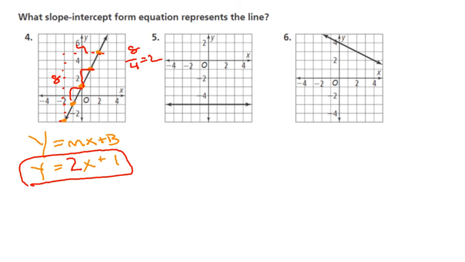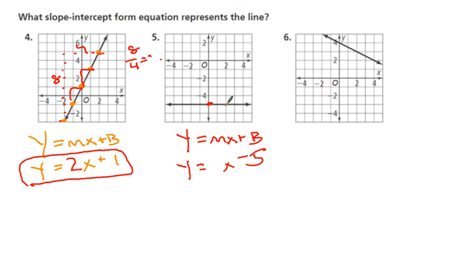Now number 5 looks a little weird because it's a flat line. So again, let's just follow our same rules though. Okay, so I know it's y equals mx plus b. My y-intercept, well, crosses the y-axis here at negative 5, so that's minus 5. And I need to figure out, well, what's my slope?